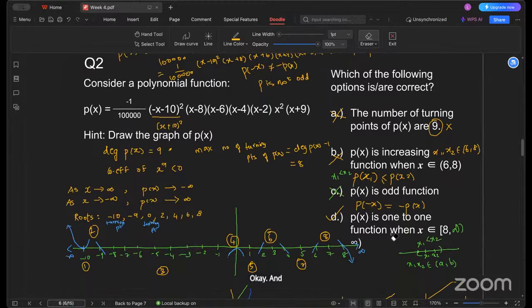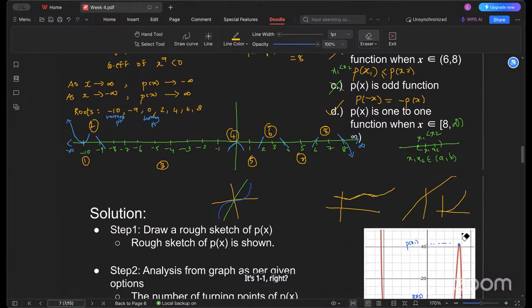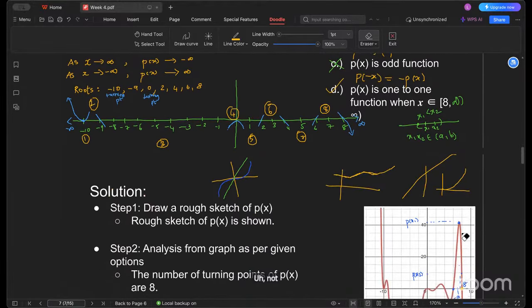And ma'am, for option D, from x equal to 8 it is going to negative infinity. So from the y-axis, it will cut only once. That's why it's 1, right? Not y-axis. For any horizontal line, it will cut the graph at one point. That's why it's one-to-one. Yes. Okay. Thank you, ma'am.